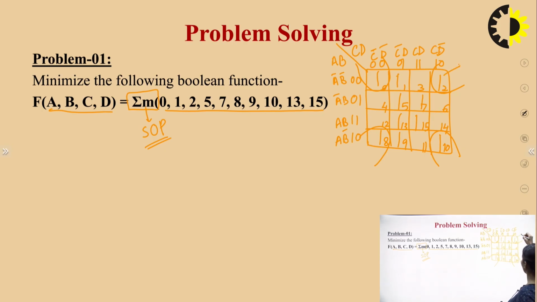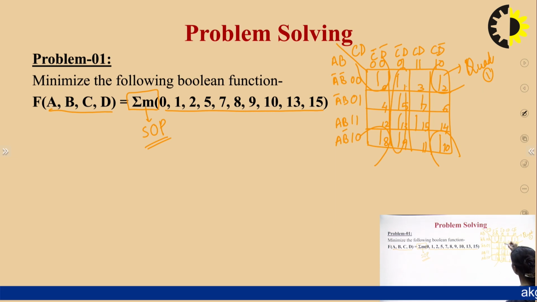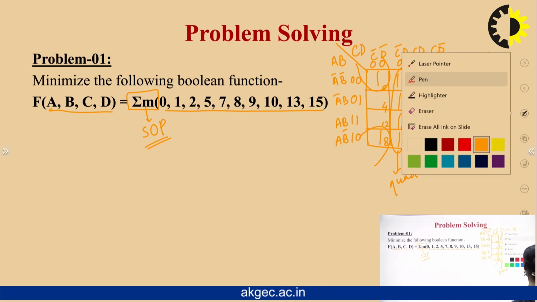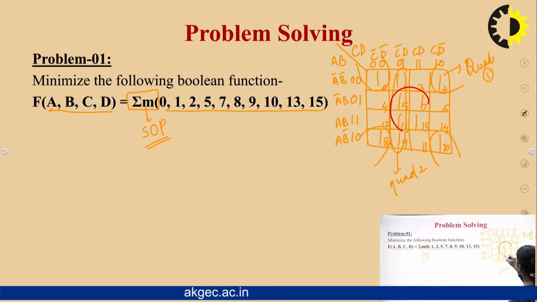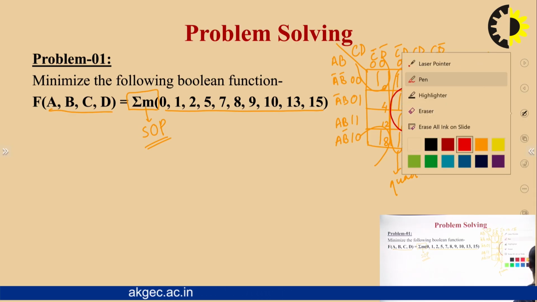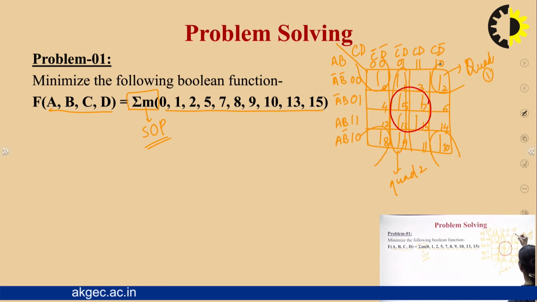So this is making quad 1. Okay, so this is quad 1. Now another, we can see that these 4 can be together. Okay, so this is quad 2. And another way is, so basically there are 3 ways.